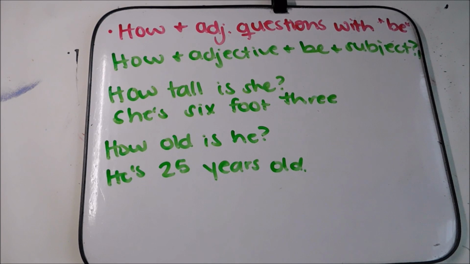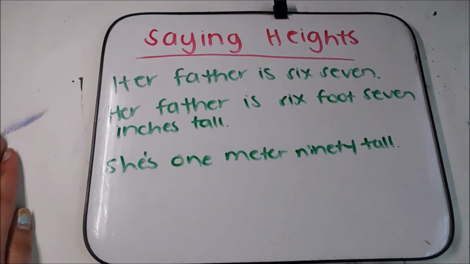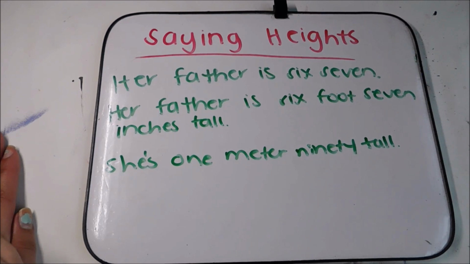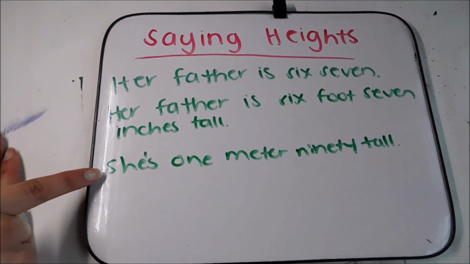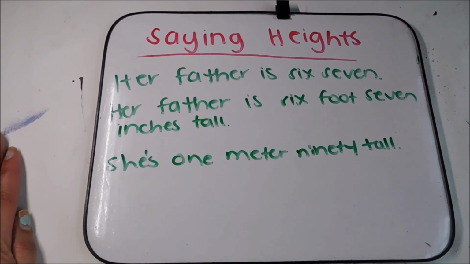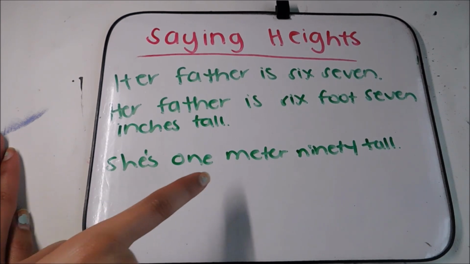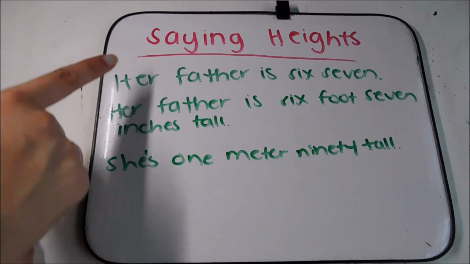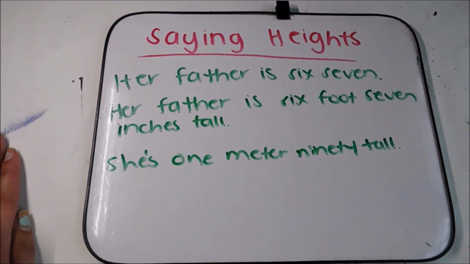We can also ask, how old is he? And the answer would be, he's 25 years old, he's 19 years old, etc. There's two ways to say people's heights. You can say it the American way or the other country's way. This way, you're going to see it in British English, Irish English, Australian English. Most other countries use meters and centimeters, but the United States uses feet and inches to measure people.